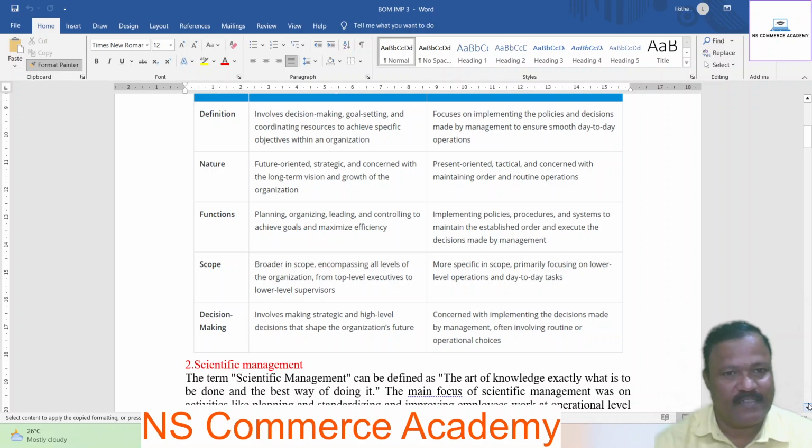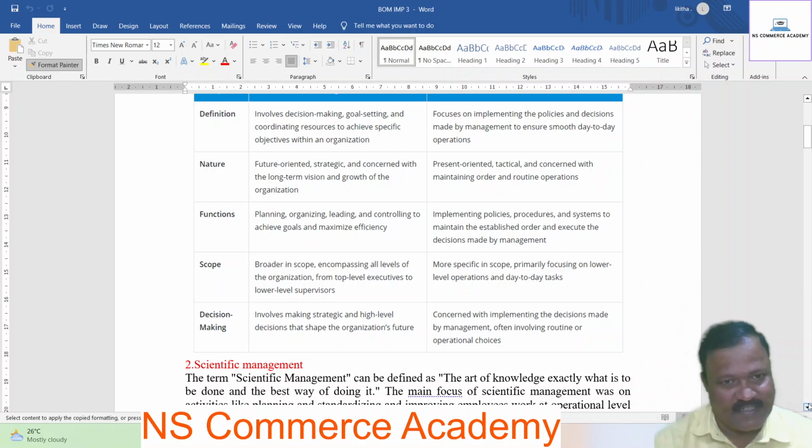Second difference, nature. Management is future-oriented, strategic, and concerned with the long-term vision and growth of the organization. Whereas administration is present-oriented, tactical, and concerned with maintaining order and routine operations.